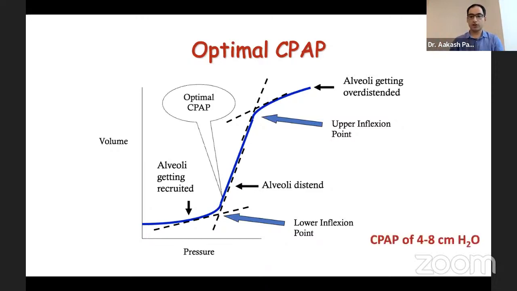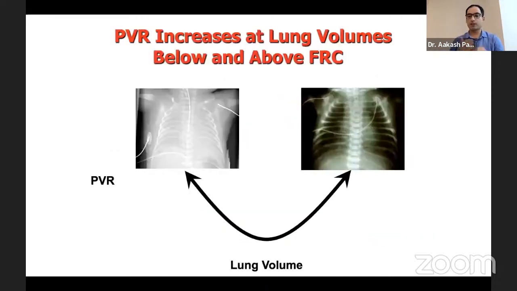The other important thing to remember is that both in the low pressures, that is pressures below 4, and high pressures, as can be seen commonly, low volume lungs are seen in RDS, and high volume lungs are seen in meconium aspiration syndrome and air leaks. Both these extremes of lung volume, that is underinflation and overinflation, lead to increased pulmonary vascular resistance.